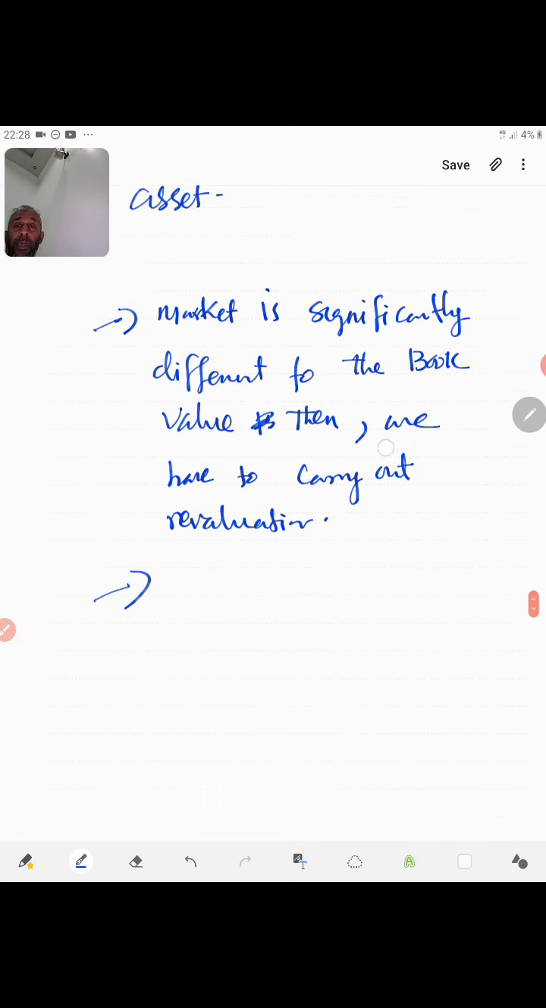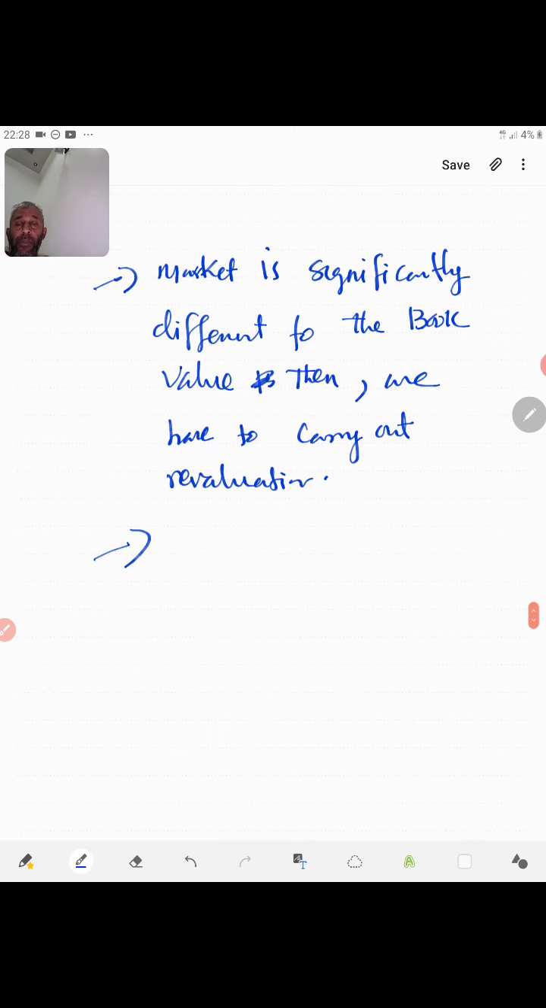The company must have a policy, or the company should adapt to a policy on how frequently they should carry out a revaluation. And if they are to revalue every year, the company should perform a revaluation every year. So, first point, they need to decide the frequency of revaluation, whether yearly or every 2 years or every 3 years.